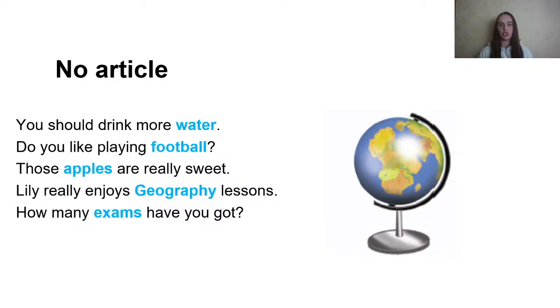When the noun is used in general, the same as abstract, you use no article. How many exams have you got? Again, we talk in general about exams. We do not talk about specific exams. We're not talking here about the history exam you took yesterday, right? But we talk about these general exams. So this is in general, not a specific one, and plural, right?